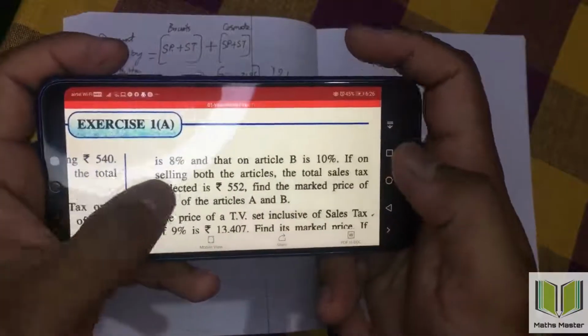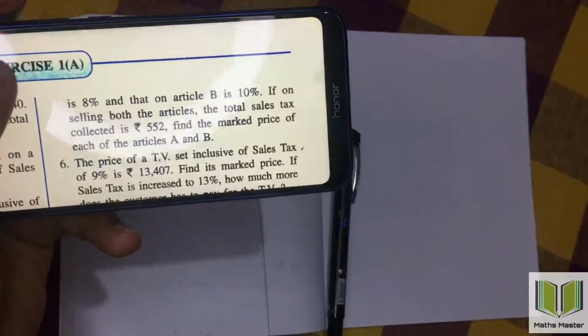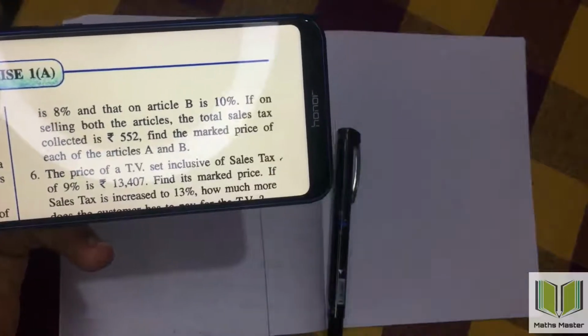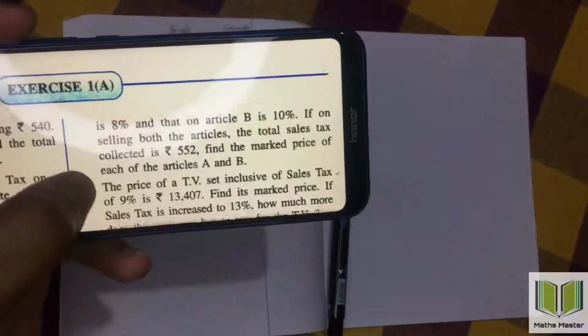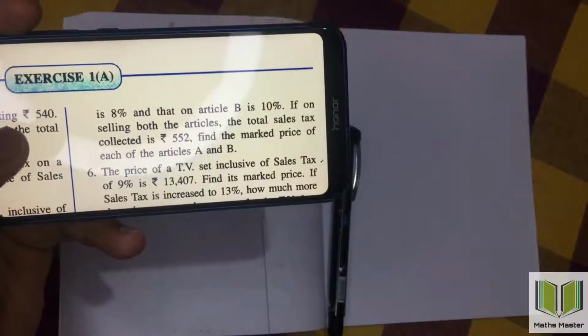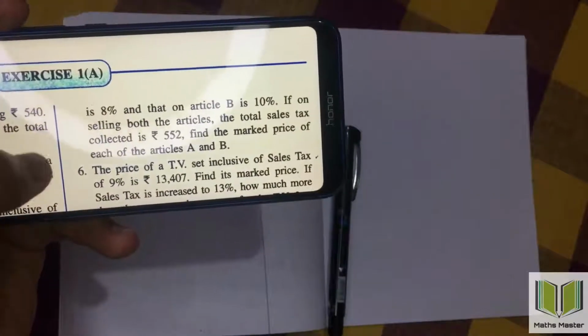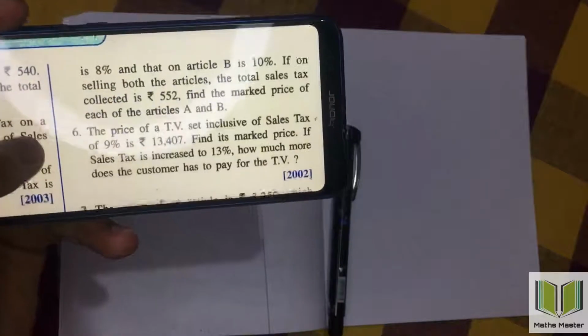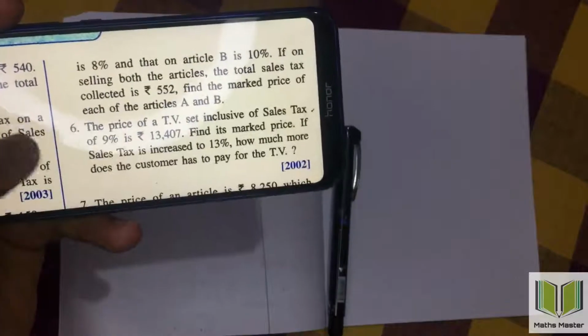The sales tax on article A is 8% and that on article B is 10%. If on selling both the articles, the total sales tax collected is 552. Find the market price of each of the articles A and B, is what they are asking. Okay, let's solve this problem.